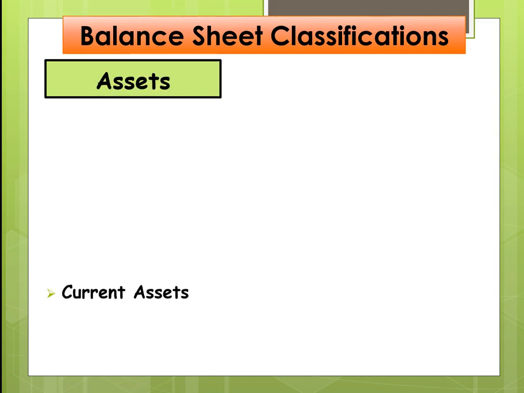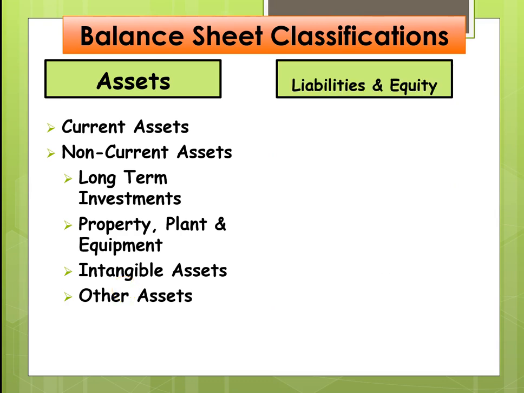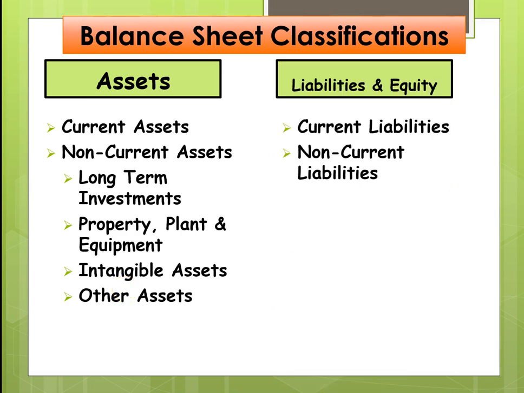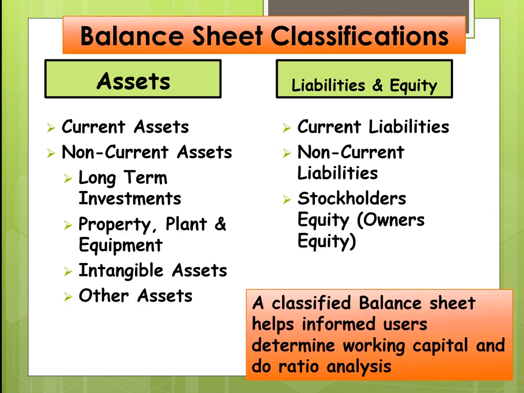Now, balance sheet classifications. We have assets. We break these down into current and non-current or long-term, and within non-current there are subcategories called long-term investments, PP&E, intangible assets, and other assets. The liability side is a little easier, actually liability and equity. Here we've got current and long-term liabilities, and stockholders' equity. A classified balance sheet helps informed users determine working capital and do ratio analysis.